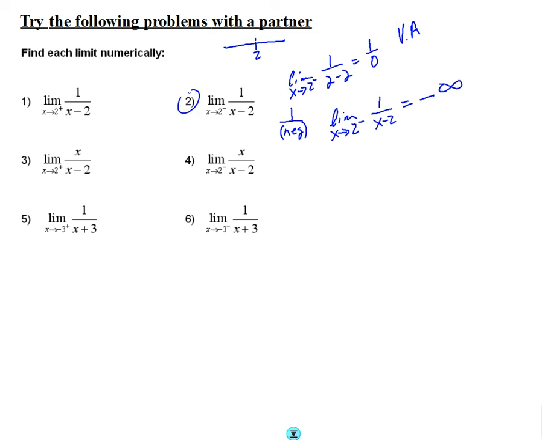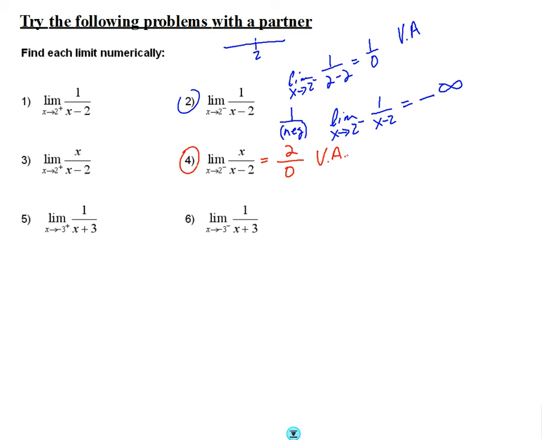Let's go ahead and talk about number 4, and then I'll leave the rest for you to do. All right. So for number 4, I'm going to go ahead and take a look here. Again, I'll do this one in red. And again, I do my same business. I'm going to plug in 2. When I just plug in 2, I get 2 over 0. Again, I know I have a vertical asymptote.